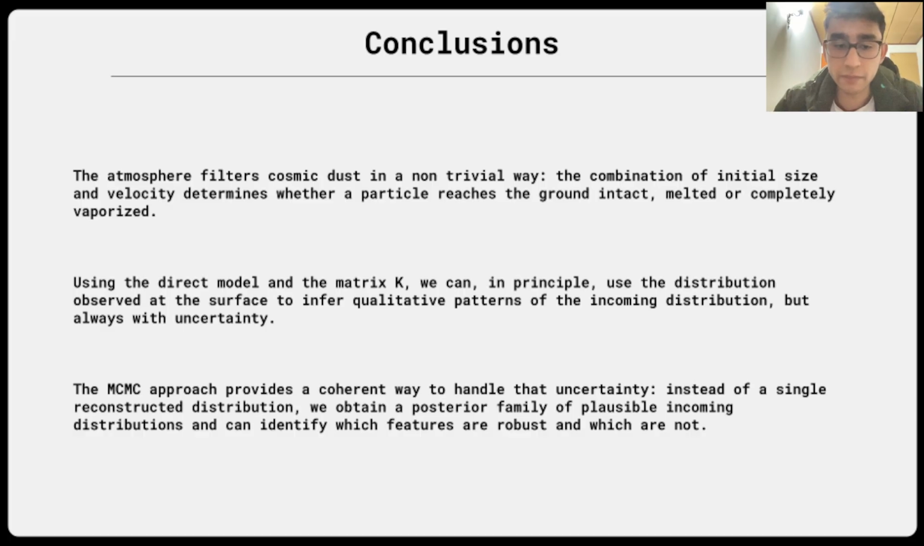The MCMC framework is how we handle that uncertainty. Instead of producing a single best incoming distribution, we get a posterior family of plausible distributions and can see which features, like peaks around certain R0 or V0, are robust and which ones are not. Of course, this comes with limitations. The model is 1D, assumes no fragmentation, a very simple atmosphere, and only a few fixed material parameters, so the results should be read as order-of-magnitude qualitative insight and not as a final quantitative reconstruction of the real flux.